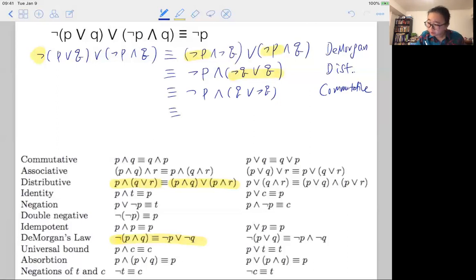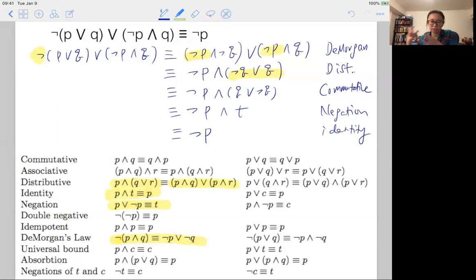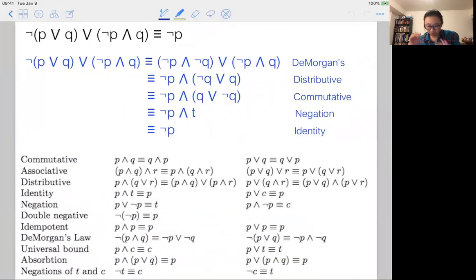The next thing you want to do is apply the negation rule. Why? Because the negation rule is basically if I have a variable P and its negation, it's always true. So that is applying the negation rule. And finally, you have a variable and a tautology, and that is the identity rule. So when you have a variable and a tautology, the truth value is always dependent on the variable itself. This is just a better written form.